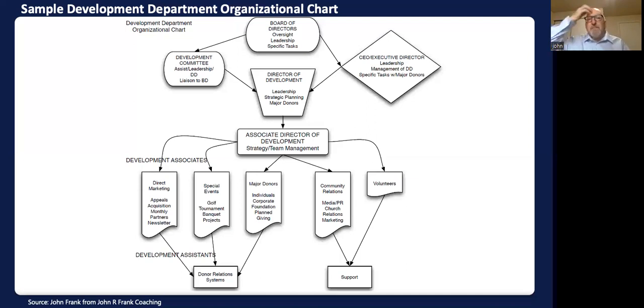So you see now, the executive director on the right is leadership and managing the director of development. And then look what the third one is: specific tasks with major donors. All right, when I was working with a large organization, like I said, I had about 100, 150, 125 donors assigned to me. Well, the president of this ministry could only manage maybe 25 to 50. You know, they have a lot of other responsibilities.